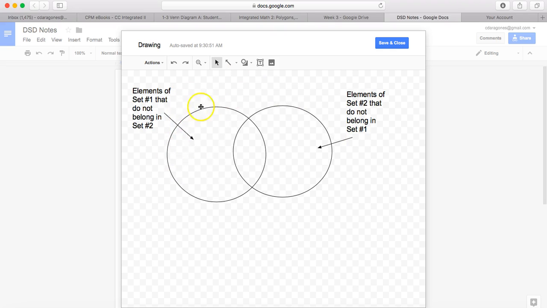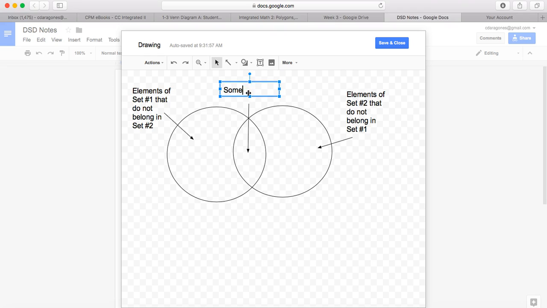Being a nurse over here means you help sick people. That's not something you do as a teacher, right? Teachers don't really help sick people. And then over here, teachers work with students. That's not something you really do as a nurse, right? You don't really have students. But something here in the middle, where they overlap, is something that belongs in both set number 1 and set number 2.